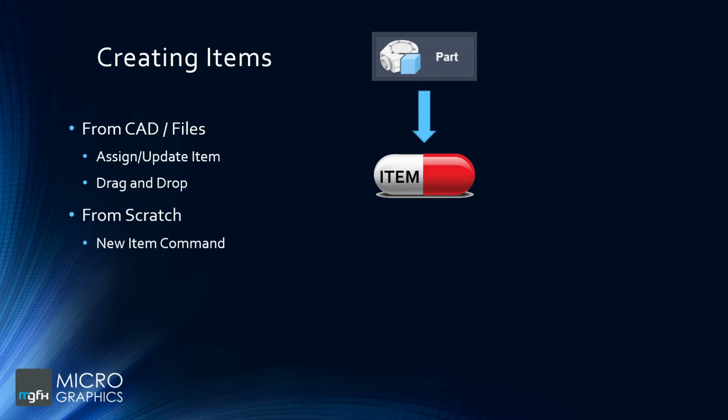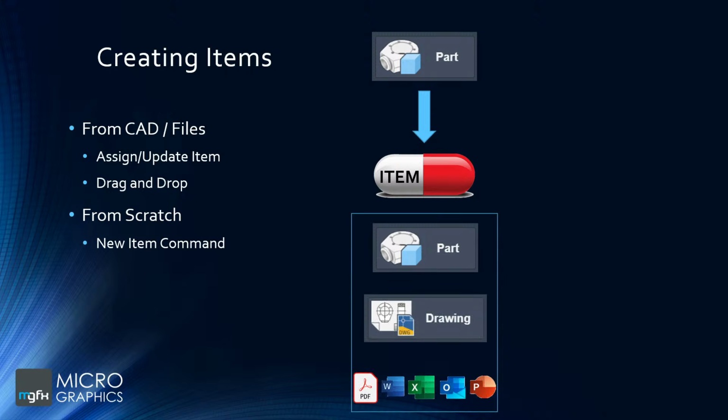Once you've assigned an item to that part file, that item will look at retrieving any information that is related or linked to that part. So typically it will look, does that part have a drawing? And if it does, it will link the part and the drawing as an associated file to the item. From there, you can then add any other files that you wish to the item.